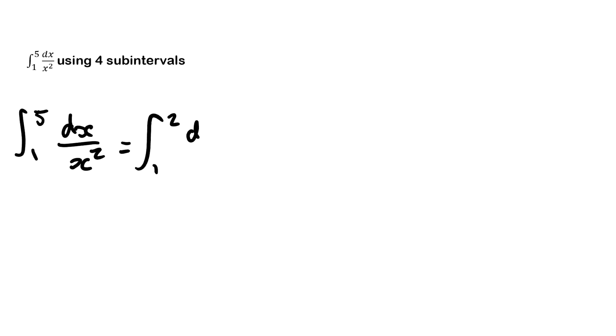Here we have one more, this time 4 sub-intervals. So it's the same kind of thing. We're going to be breaking up our 1 over x squared into 4 parts. So the first one will be the integral from 1 to 2 of dx over x squared. Then we have 2 to 3 of dx over x squared.